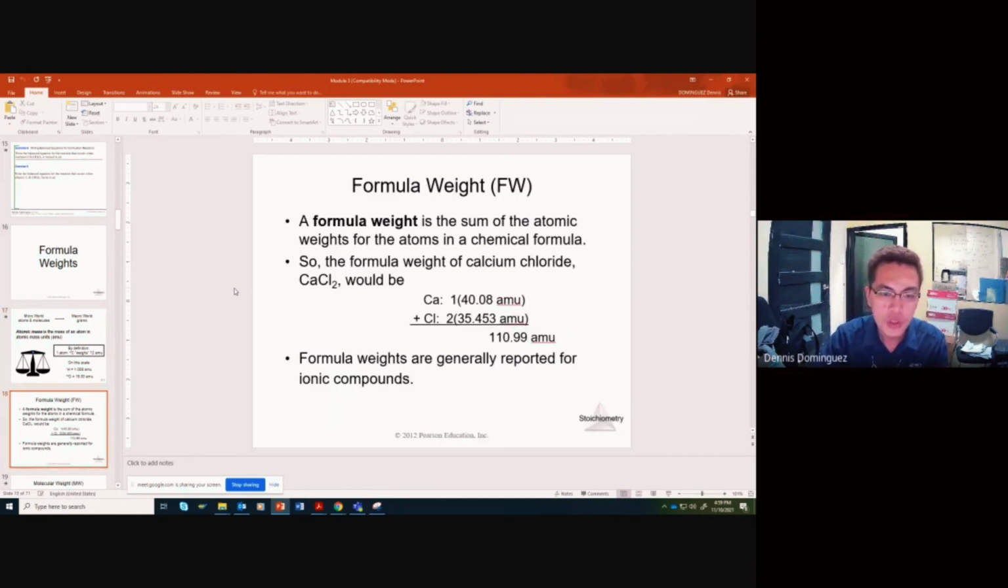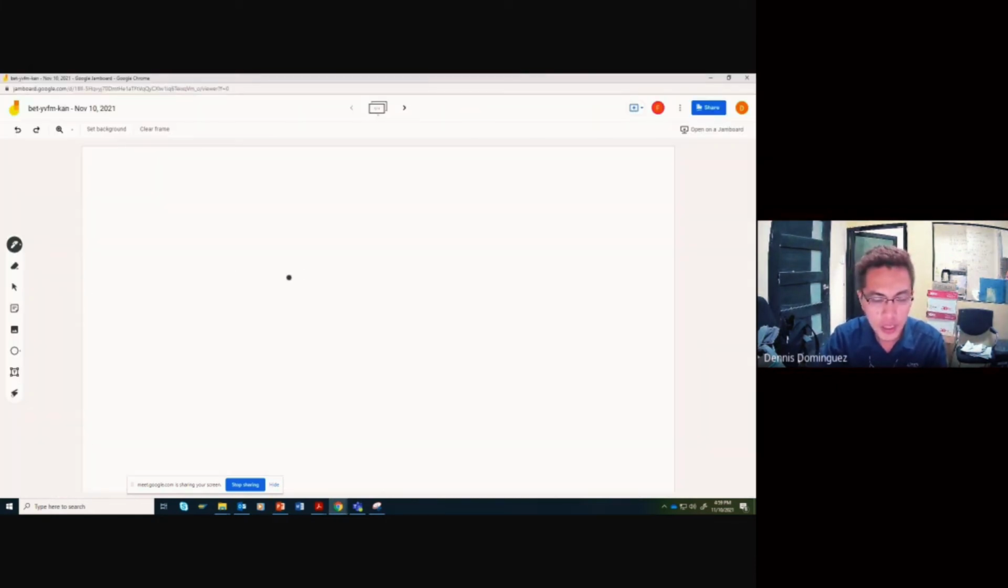So, say for example you have calcium fluoride. For its formula weight, you have 1 atom of calcium times the atomic mass of calcium, which is around 40, so that is 40 AMU. For chlorine, you have 2 atoms of chlorine times its atomic mass in the periodic table, which is around 35.45.